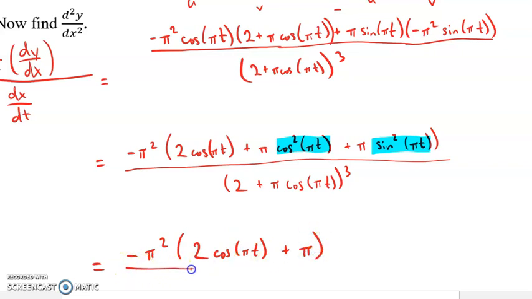Wow. And again, this is a good expression to use when you're interested in the concavity of the curve and you know the t value in question.